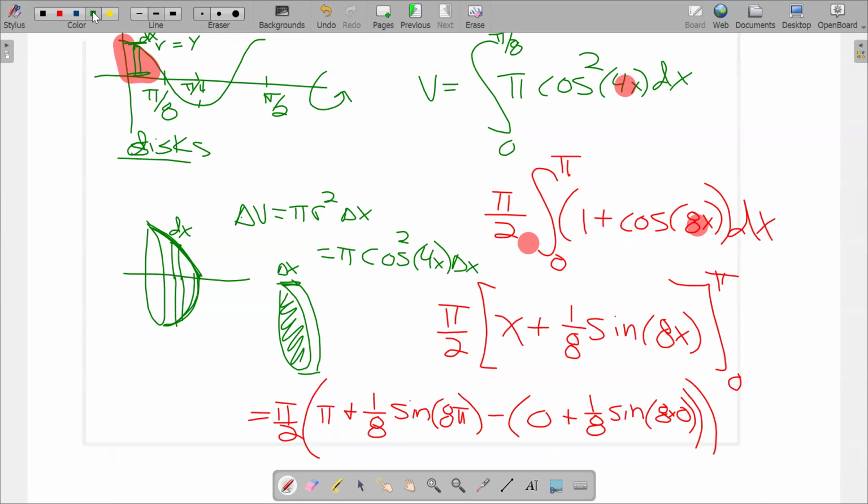So what happens here? Well, I like evaluating signs related to pi because that's going to be a 0. That's going to be a 0. Looks like the only thing left is the pi, and it's pi over 2 out front. So it looks like the area is pi squared over 2. How should we check?